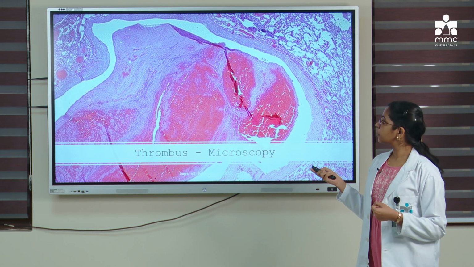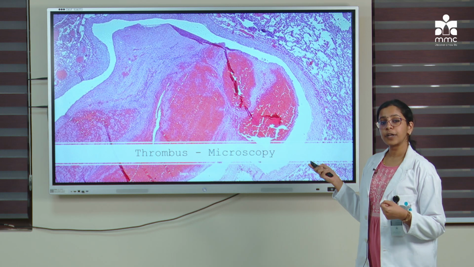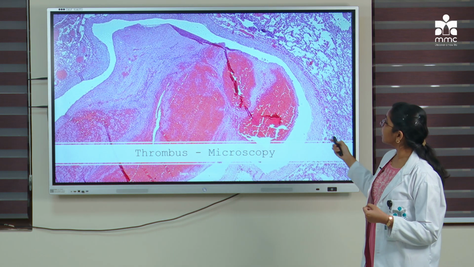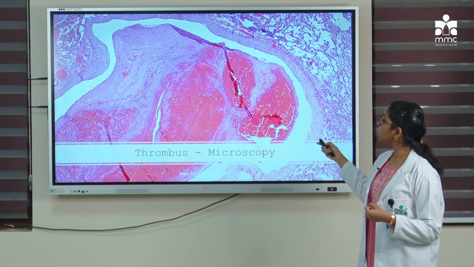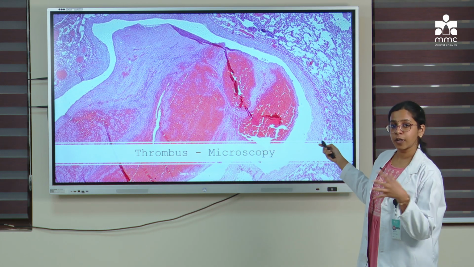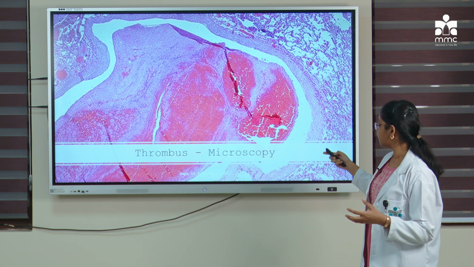This is a microscopic picture. This is a photomicrograph from lung. The periphery, what you see, are the alveoli and there is a blood vessel which is filled with a thrombus. So, this is a microscopic picture of a thrombus in the lung, in the pulmonary circulation.